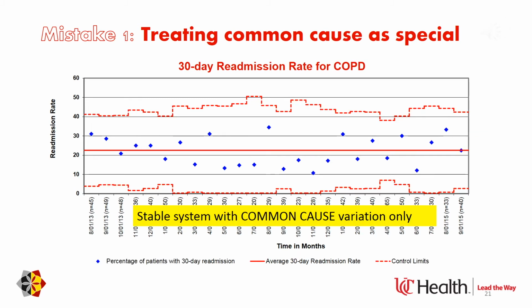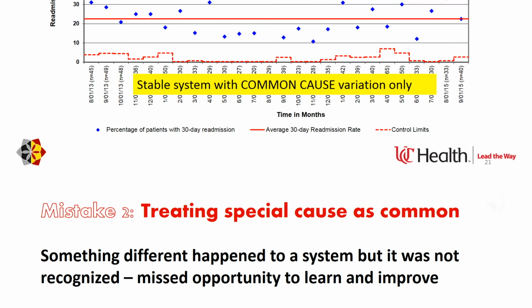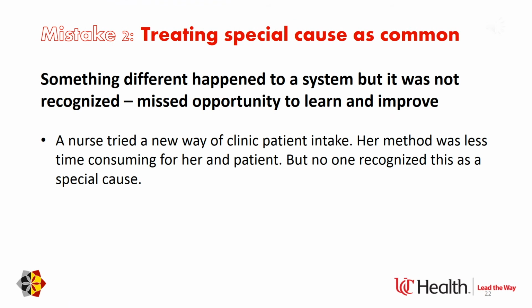Using the right tools and with a good set of eyes, we are able to see that this was a common cause system all along. We wasted efforts to explain each data point, a mistake that should not happen. The second mistake is to treat a special cause as a common cause and miss an opportunity to learn and improve. For example, one day a clinic nurse tries a new method of putting the patient in the room. Her method was more efficient and less time consuming for patient and her. However, this was treated as common cause and no one learned from it.